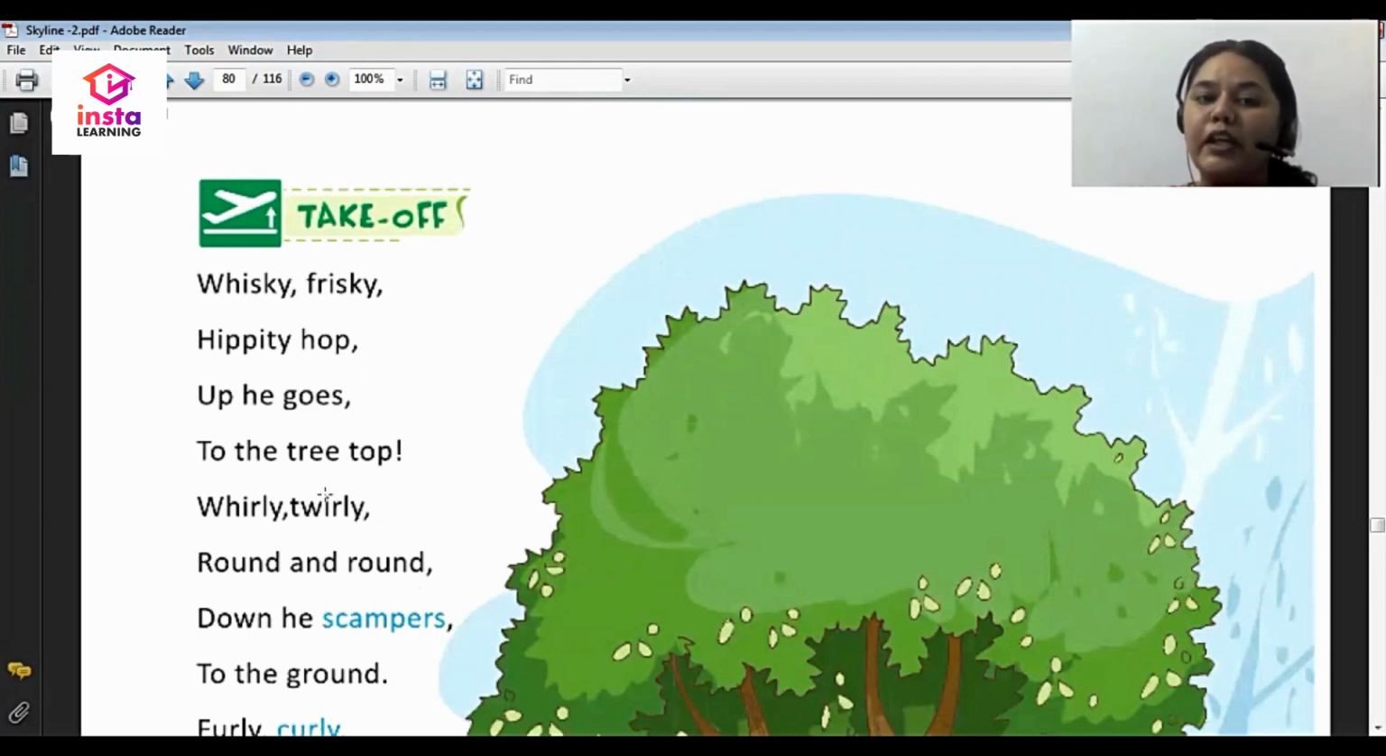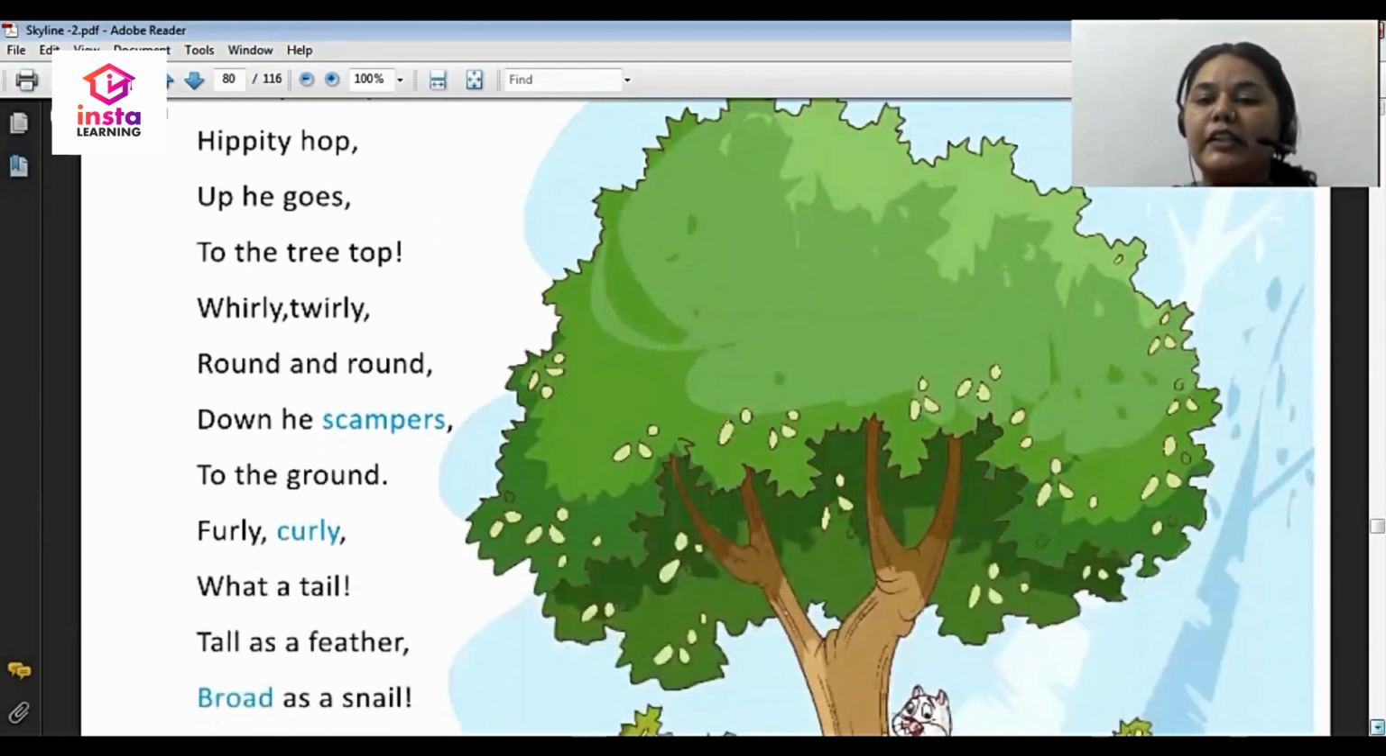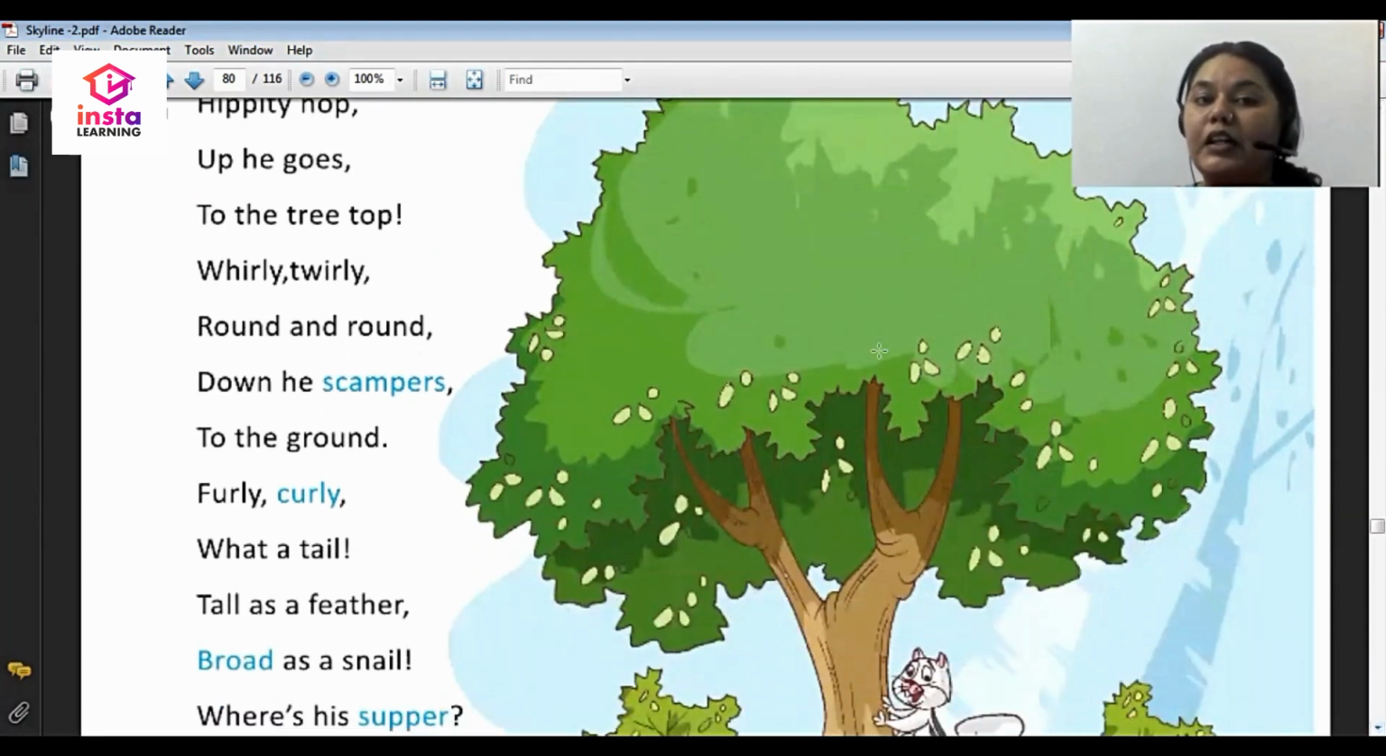Hippity hop, up he goes to the tree top. So the squirrel is said to be climbing up the tree top. Whirly twirly, round and round. So when the squirrel is on the tree, what are the various ways in which it goes around the tree? It takes a circular motion. And then down he scampers. What is the meaning of the word scampers? To run. So the squirrel runs down the tree to reach the ground.